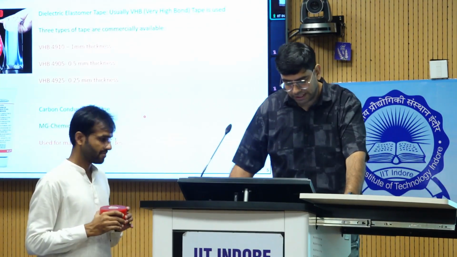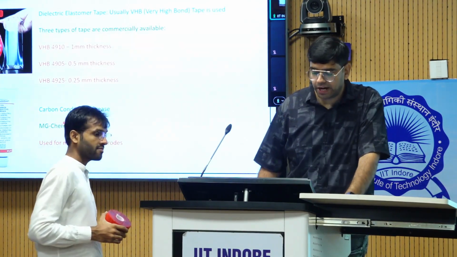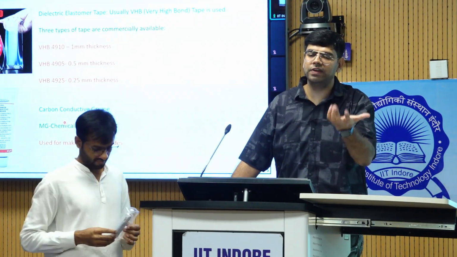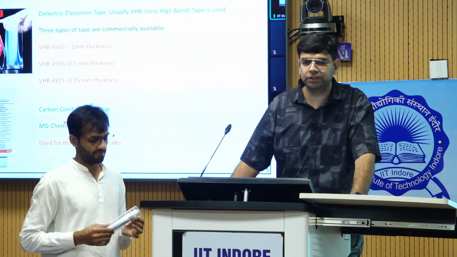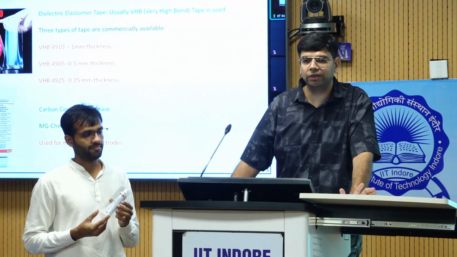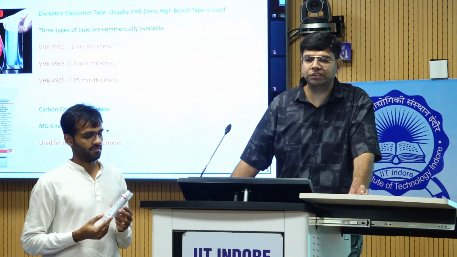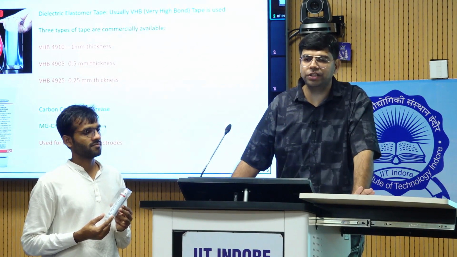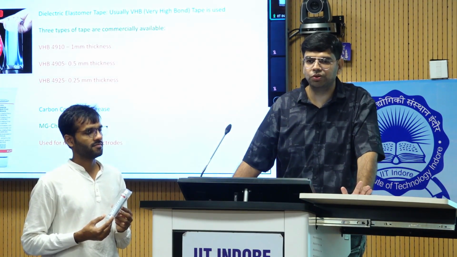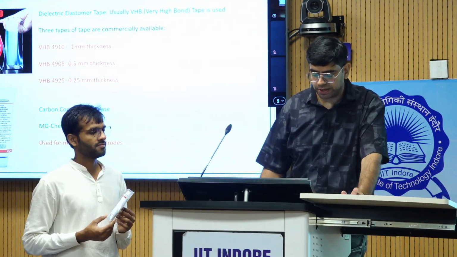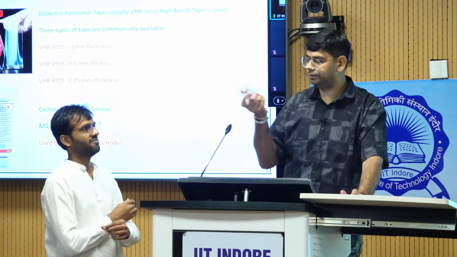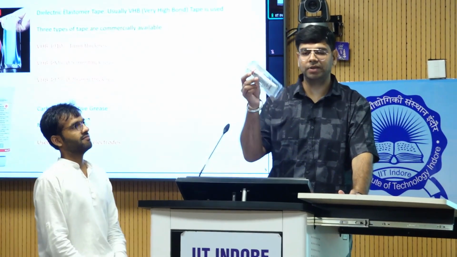Okay. Let's come to the second part. We are required to produce the active area, because at that active area we are going to apply the potential difference. That is done with the help of a carbon conductive grease. It is widely used, not only by us. Many researchers working in this domain use MG Chemicals 846. We have this with us, at a cost of 3,500. So this is the carbon grease.